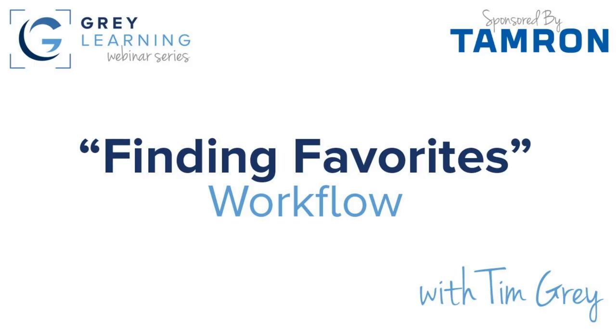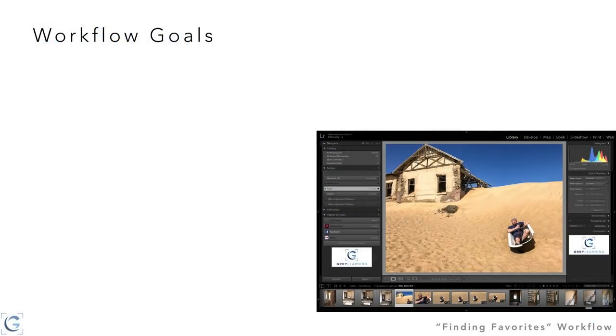So first and foremost, I want to talk a little bit just about what are my workflow goals. And really this is rather straightforward, I would say, because what I'm trying to do, first and foremost, when it comes to organizing my images, my photos, the most important thing to me is I want to be able to find the photo I'm looking for when I'm looking for it.